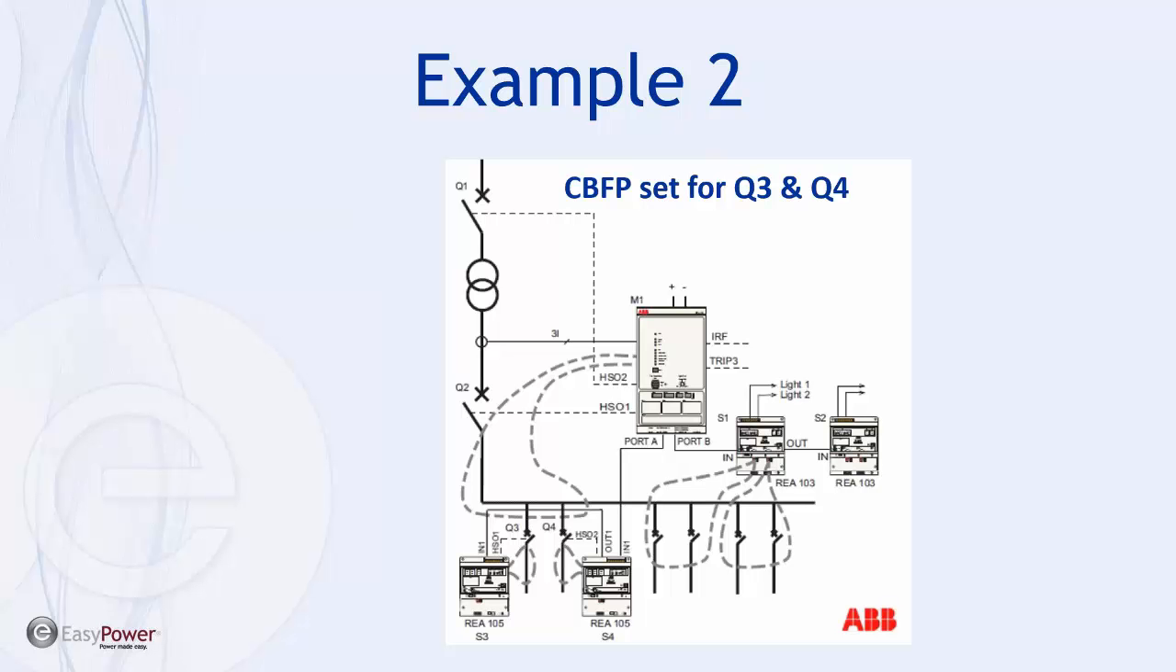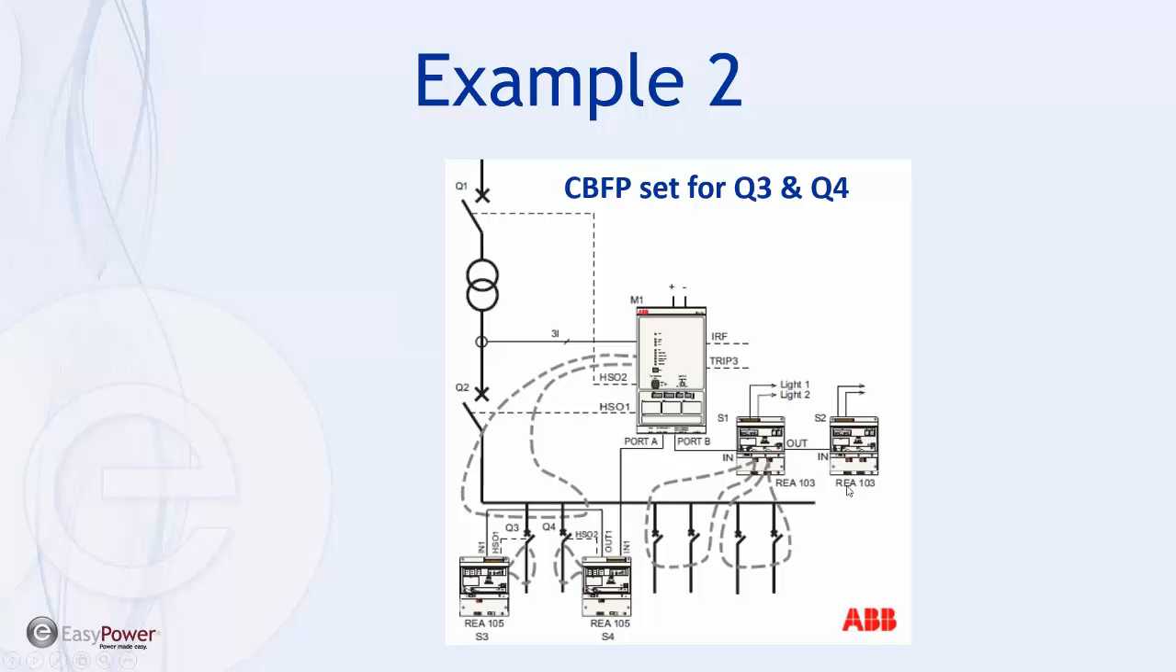What we're going to add now is REA extension units. So you can see here now we're going to connect just three-phase input to the device. The contacts are used as before for Q1 and Q2. On port A, we're going to connect the REA 105 extension units. On port B, we're going to connect the REA 103 extension units.